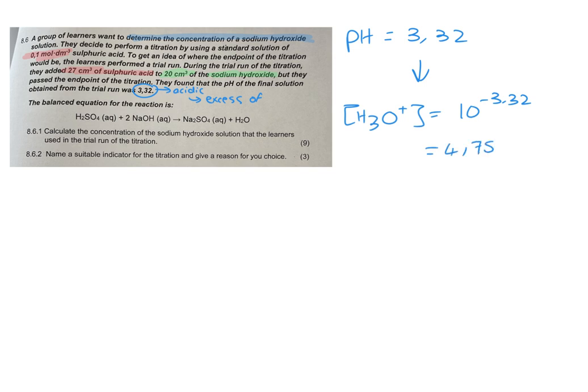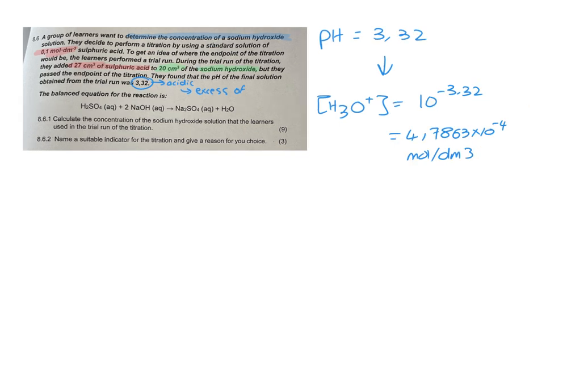The first thing you have to do is convert the pH of 3.32 into a concentration of H3O plus. And you can say that that's going to be equal to 10 to the power of minus 3.32. That gives us 4.7863 times 10 to the minus 4 moles per dm cubed. We have to decide what we're going to do with that number.